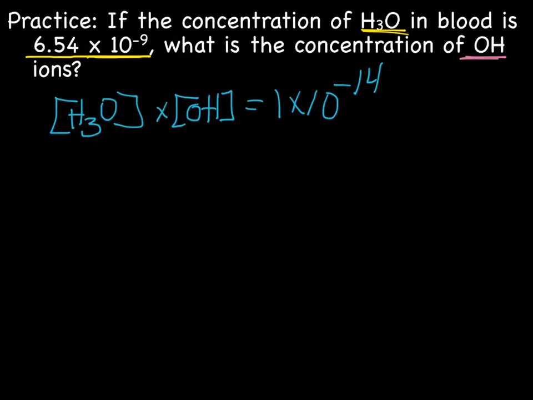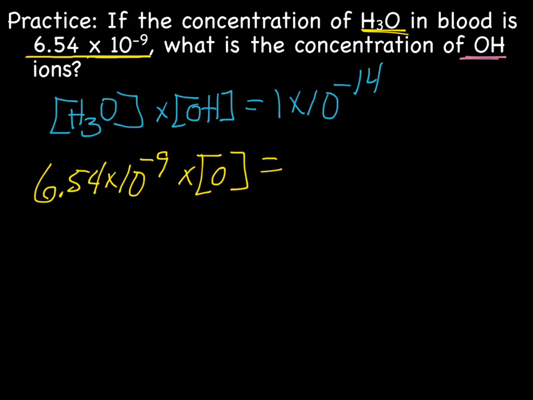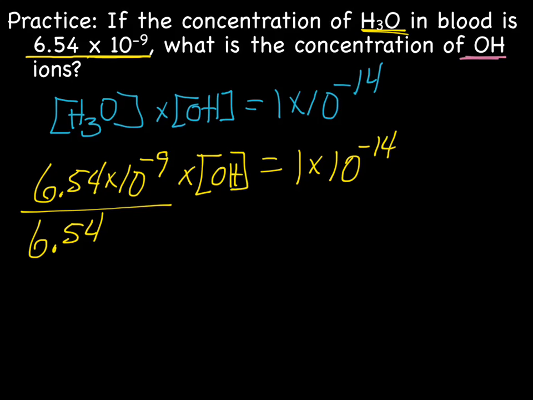All right, so now we just plug in what we know. We know the concentration of H3O is 6.54 times 10 to the negative 9th. We're trying to find out the concentration of OH, and those multiplied together always equal 1 times 10 to the negative 14th. So to solve for OH, which is our x, we'll divide both sides by 6.54 times 10 to the negative 9th.